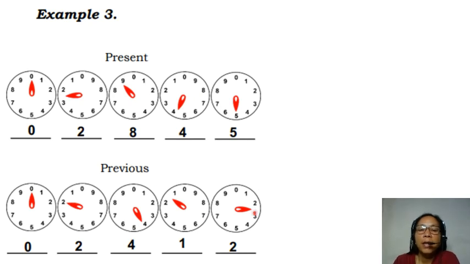So, let's have the previous reading. The arrow, look at the arrow. It is pointing between 2 and 3. So, the answer is 2. You have here second dial. The arrow is between 1 and 2. So, the reading is 1. And the third dial is pointing 4, so automatic 4. The fourth dial is pointing 2, kaya 2 dyan, and then 0 din sa fifth kasi directly kay 0. So, for previous reading, we have 0, 2, 4, 1, 2. Okay? Kilowatt hour.